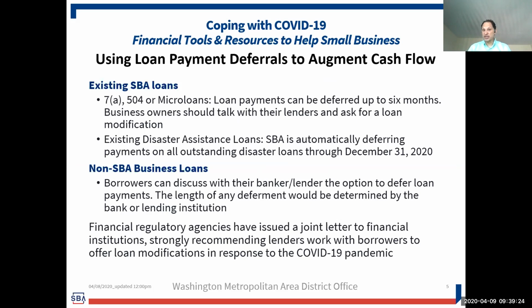If they're in the Southeast, for instance, maybe a hurricane, the SBA is automatically deferring payments on all outstanding disaster loans until December 31st, 2020. Because disaster loans are direct loans from the SBA, we can do that unilaterally. We're just doing it. Non-SBA business loans, as I said in the previous slide, talk to the lender, see if you can get a modification.